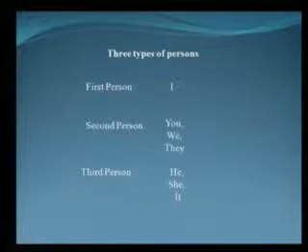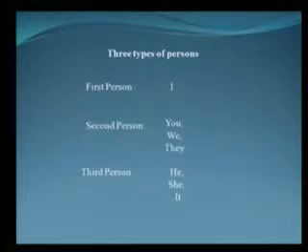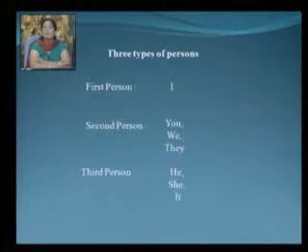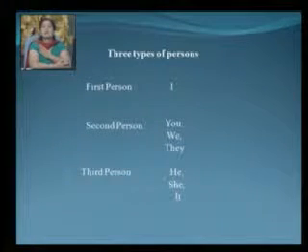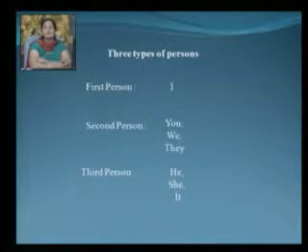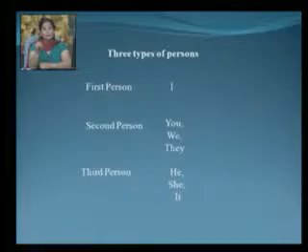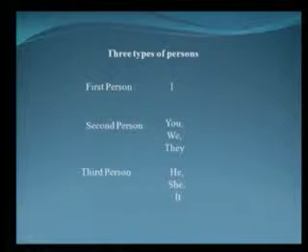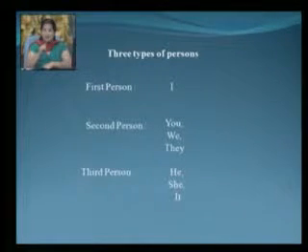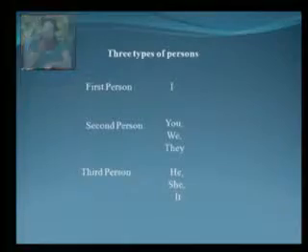Before we start with the tenses part, I want you to understand about three types of person, which is called the first person, Pehlo Purush, I. I becomes the first person. The second person is you, we and they. You, we and they. So that becomes the second person. The third person is nothing but he, she and it. It can be Raman, it can be Mona, it can be any other person also. Therefore, first, second and third person.